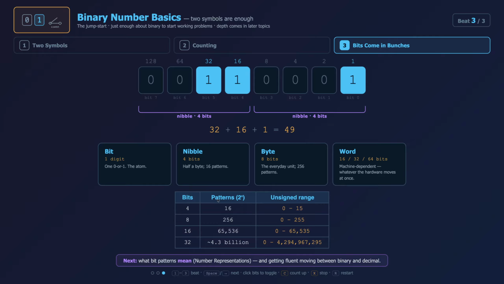Hopefully you start to memorize some of these patterns as well. We often use powers of 2: 4, 8, 16, 32, and so forth, and that gives us different ranges that we can use to represent numbers. We're going to go over this in more detail later in the course, but this is a quick start to get you going on this topic.